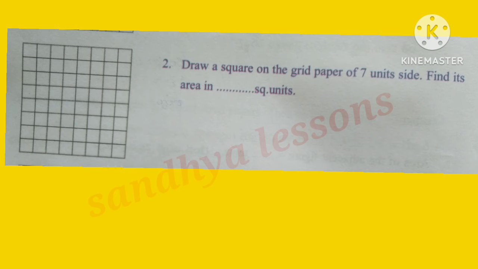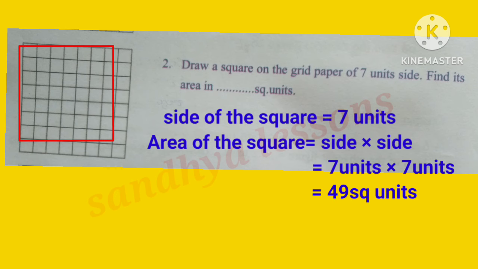Second problem, draw a square on the grid paper of 7 units side. Find its area in square units. Solution, side of the square is equal to 7 units. Area of the square is equal to side into side, that is equal to 7 units into 7 units, which is equal to 49 square units. Therefore, area of the square is equal to 49 square units.